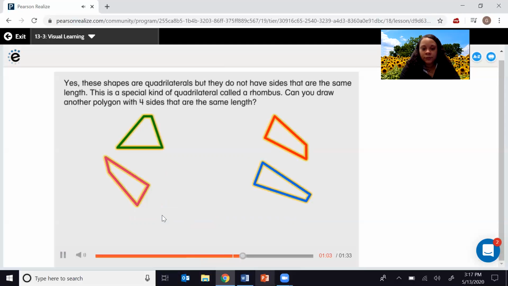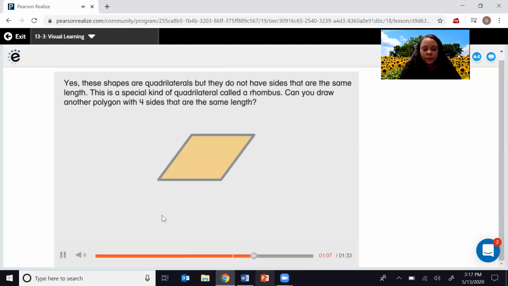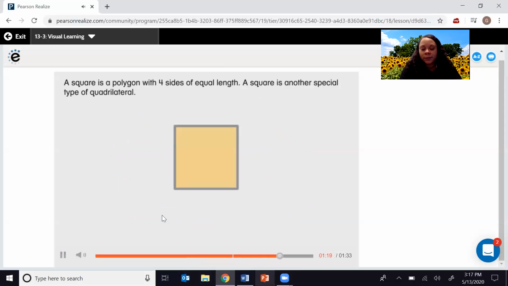These shapes are quadrilaterals, but they do not have sides that are the same length. This is a special kind of quadrilateral called a rhombus. Can you draw another polygon with 4 sides that are the same length? A polygon with 4 sides of equal length.